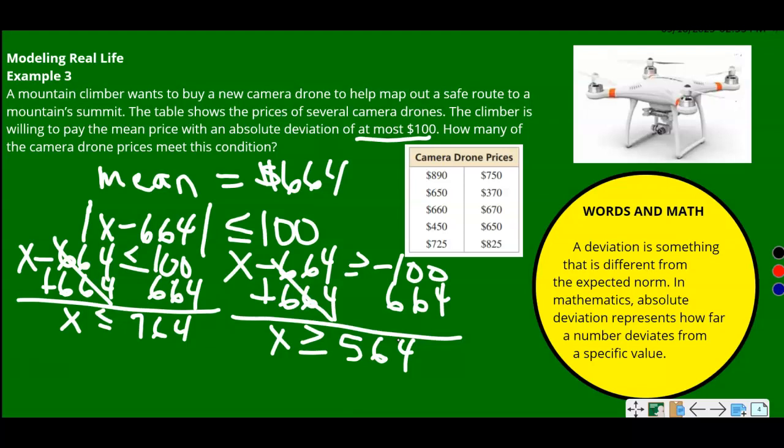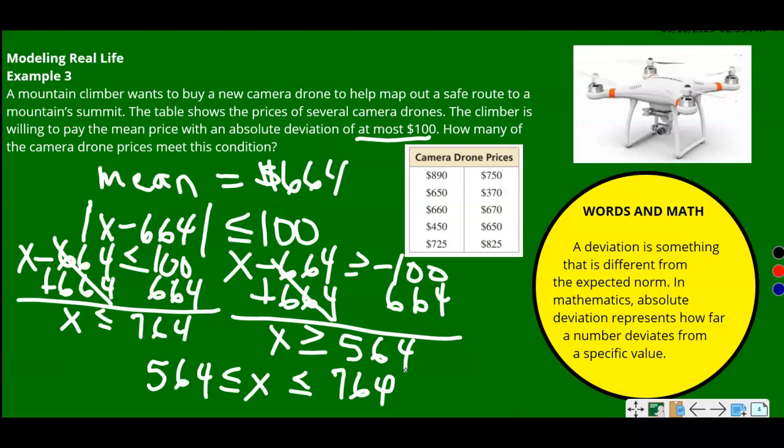So we need all values. Let's clean it up a little bit. We're going to put 564 and 764. Again, we're bringing this one straight down. This one, we flipped it, so we've got to flip the inequality. A good rule of thumb here is that when they're written as a compound inequality like this, these signs should always be going the same direction. If they're not, you might want to check your work. You've probably done something wrong. So just something to keep in mind.